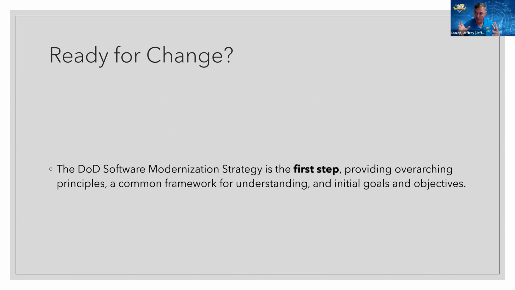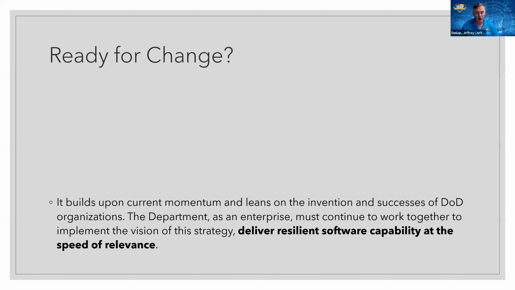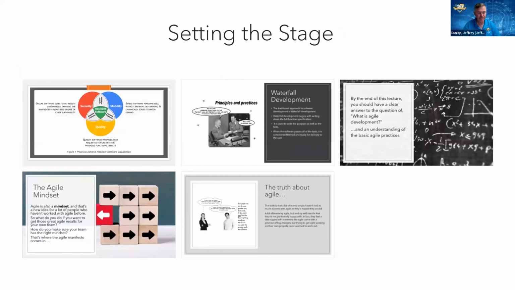I'll show you there's additional documents that have been written and published. And ultimately, our vision is to deliver resilient software capabilities at the speed of relevance. So that's sort of where we are. Are we ready for change? Okay, so that sort of gave us the introductory.